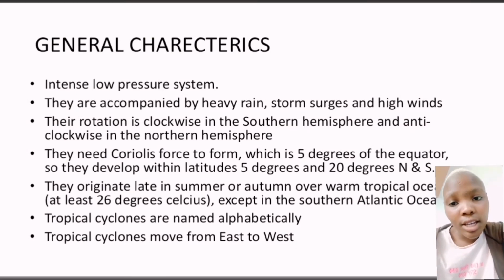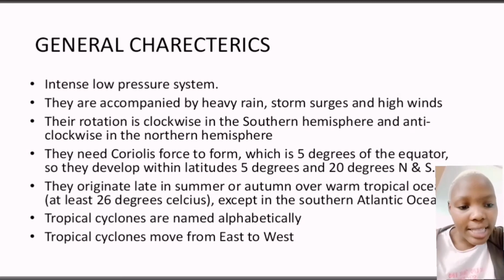As I have mentioned on the previous slide, today we will focus on the characteristics of a tropical cyclone. Number one, a tropical cyclone forms in summer or autumn over warm tropical oceans. You will never find a tropical cyclone in spring. The ocean must also be warm in order for a tropical cyclone to form, at least 26 degrees Celsius, except in the southern Atlantic Ocean.